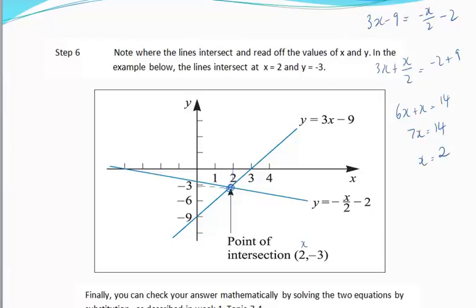And we substitute into one of our equations. Y is 3x minus 9. Y is equal to 3 times 2 is 6, minus 9 gives us minus 3. And this is our y value here. So we end up with our coordinates of 2, negative 3, which is what we found from our graph.